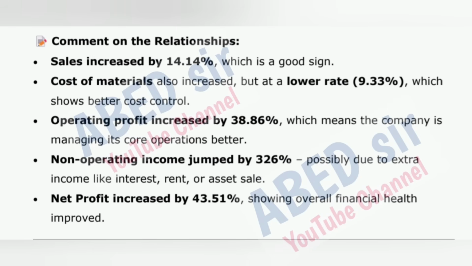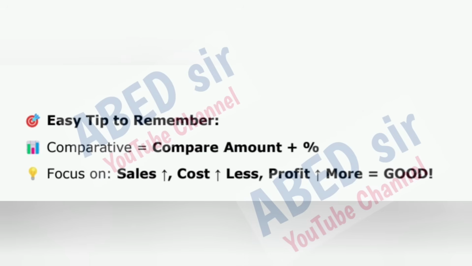Non-operating income jumped by 326%, possibly due to extra income like interest, rent, or asset sale. Net profit increased by 43.51%, showing overall financial health improved. Easy tip to remember: comparative is equal to compare amount plus percent. Focus on sales, cost less, profit more is equal to good.